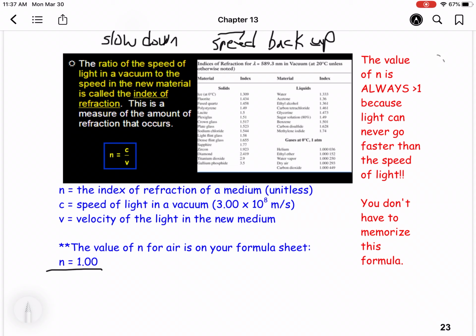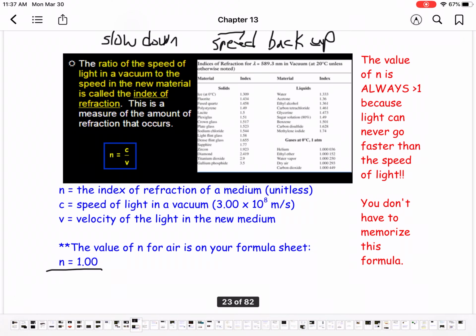Now, n is always going to be greater than 1, or equivalent to 1, I guess, in this case, but it's always equivalent or greater than 1 because light can't go faster than the speed of light. It can't be less than 1. The good news, you don't have to memorize this. You just have to understand what n really is. n is just a measurement of how fast light moves in each medium.